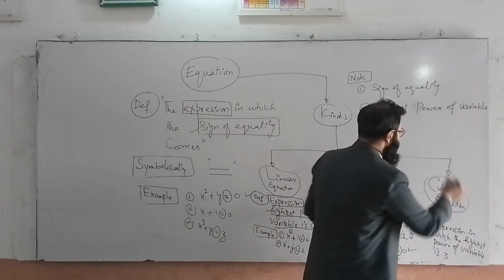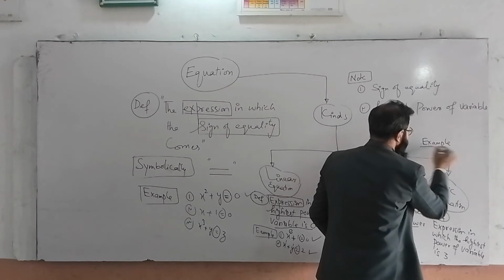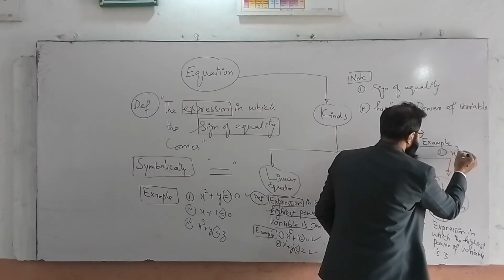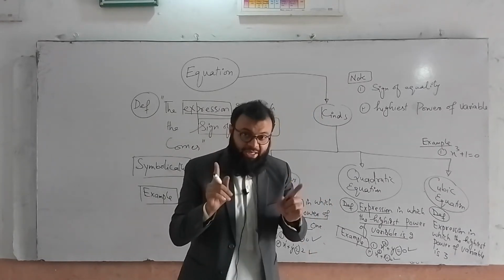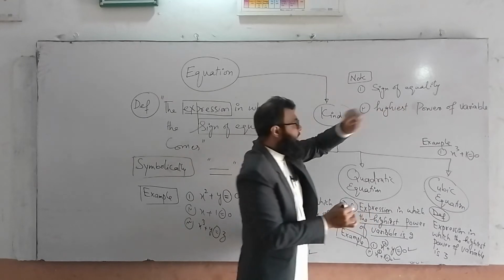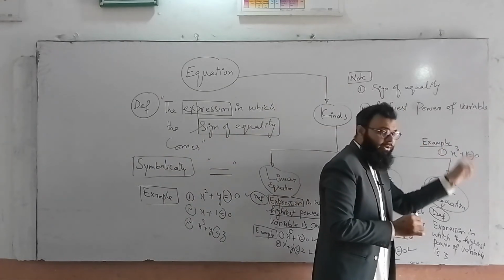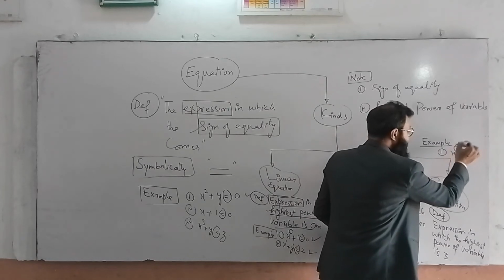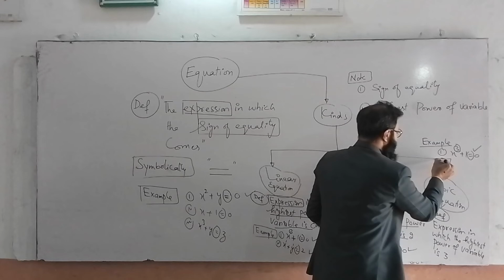Now come towards the cubic equation. Such an expression in which the highest power of the variable is 3. So x cube plus 1 is equal to 0. Can we call it an equation? Yes. Why? Because here the sign of equality comes. Now looking at the second point, the highest power of the variable. The highest power of the variable is 3. So we can call it a cubic equation.